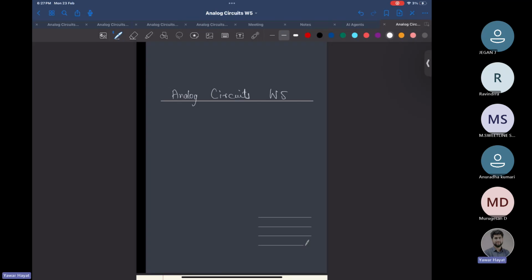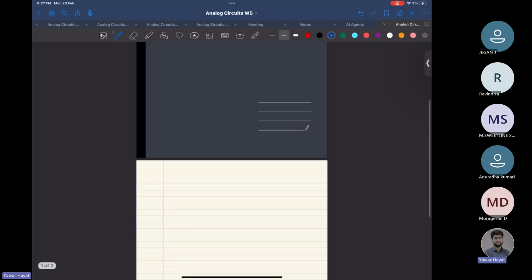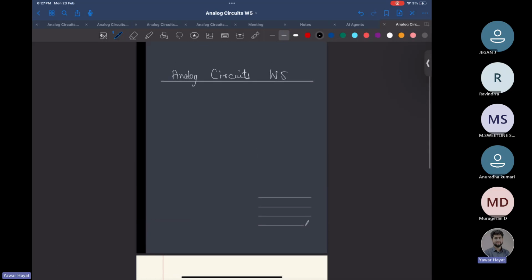Circuits week 5. So as has been the practice in the previous 4 weeks, we'll be trying to solve the problems. I had given one homework problem to all of you at the end of the week 4 session. I did not get any email response with respect to that problem. So I'm assuming all of you were able to do that. So we'll proceed on week 5 now.